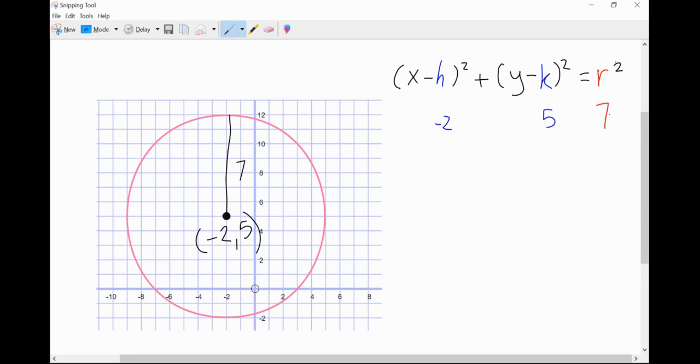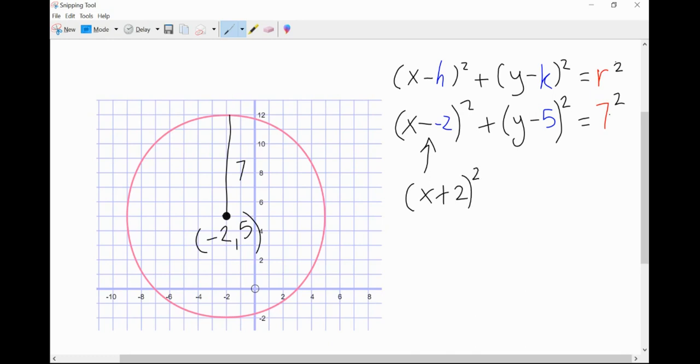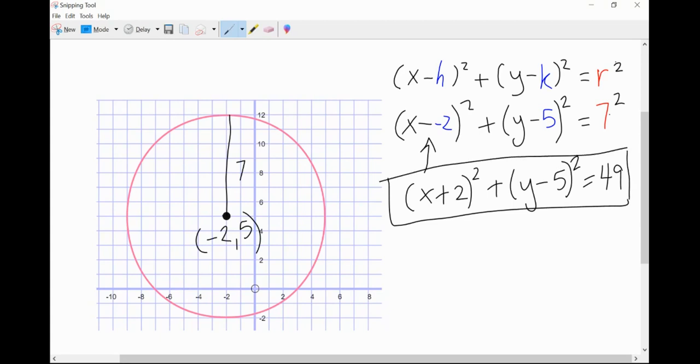All right, and everything else is going to be a variable. The x is a variable, the y is a variable. So here I have x minus -2 squared plus y minus 5 squared equals 7 squared. Now notice that right over here, we have a minus a negative. So that actually becomes x plus 2 squared plus y minus 5 squared equals 49. And that is the equation of this circle.